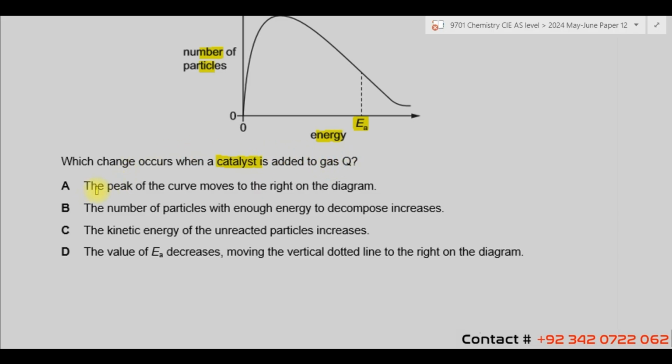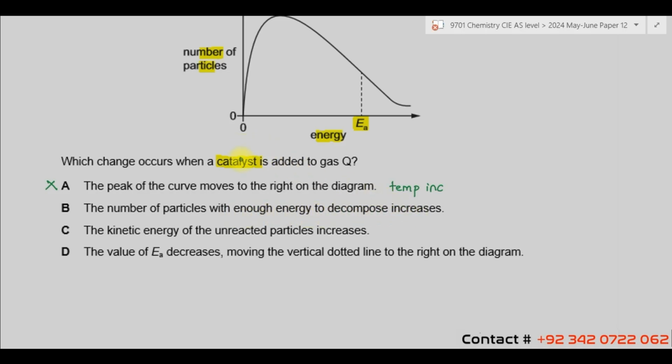Alright, so let's look at the options. The peak of the curve moves to the right on the diagram. Now, the peak of the curve can only change to the right if temperature is increased. A catalyst does not change the energy of molecules, so the peak does not move. This one is wrong.